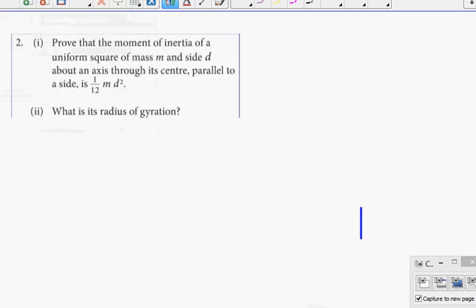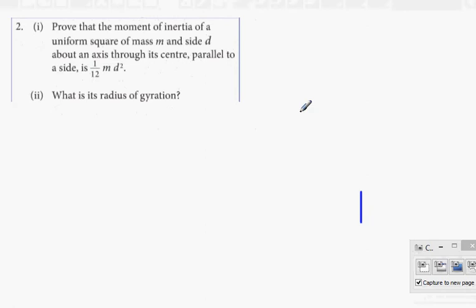Okay, first question. Prove that the moment of inertia of a uniform square mass M and side D about an axis through its centre parallel to a side is a half MD squared. Okay, so first of all, what we're going to do here is draw our square.